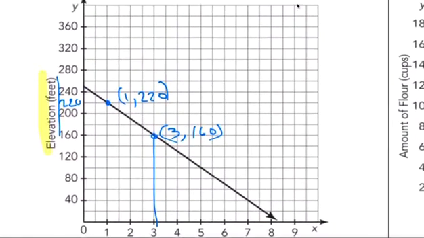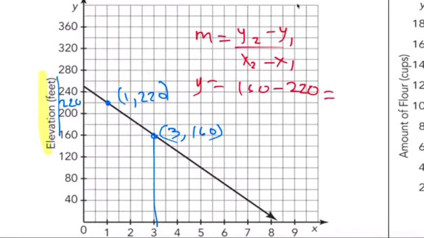So your slope formula is y sub 2 minus y sub 1 over x sub 2 minus x sub 1. So y equals 160 minus 220. That equals 80, right? No. 60 negative over x2, 3 minus 1, over 2. So it is down 30 feet every second.